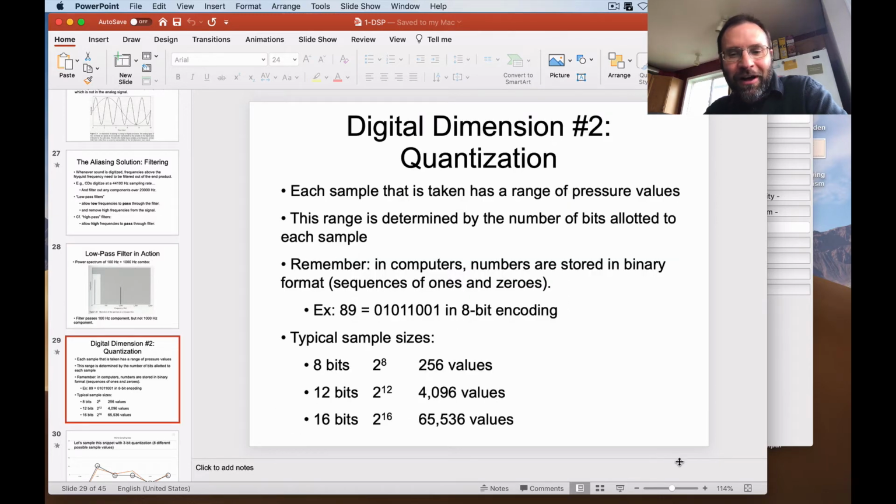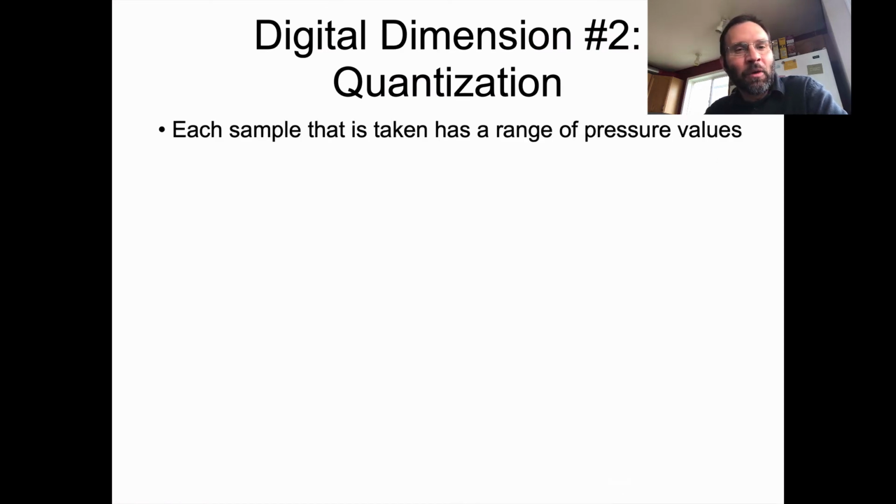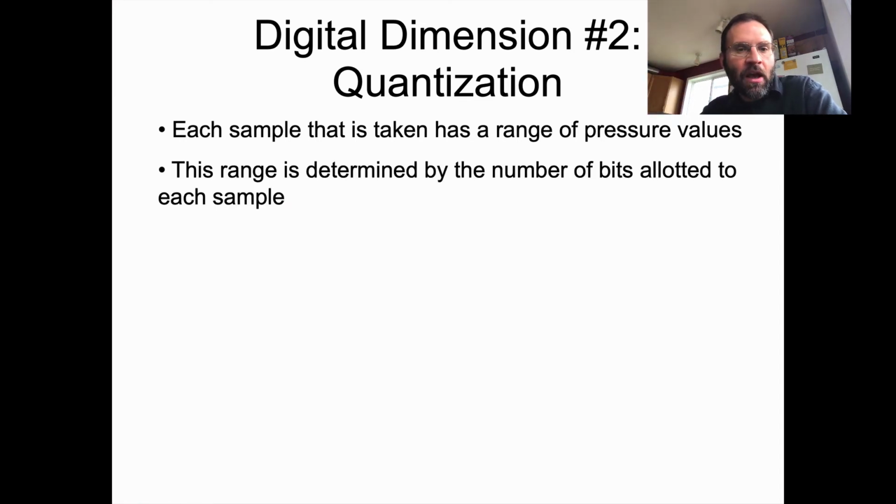I will simply move on to the last thing we need to know about and care about, which is quantization. How do we digitize the other dimension in a waveform, which is the pressure dimension or amplitude dimension? So each sample that is taken has a range of pressure values. And like I said, everything in a computer needs to be represented in terms of a 0 or 1.